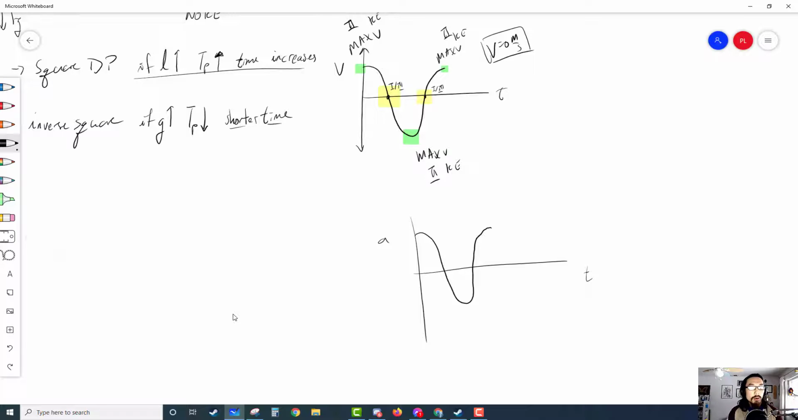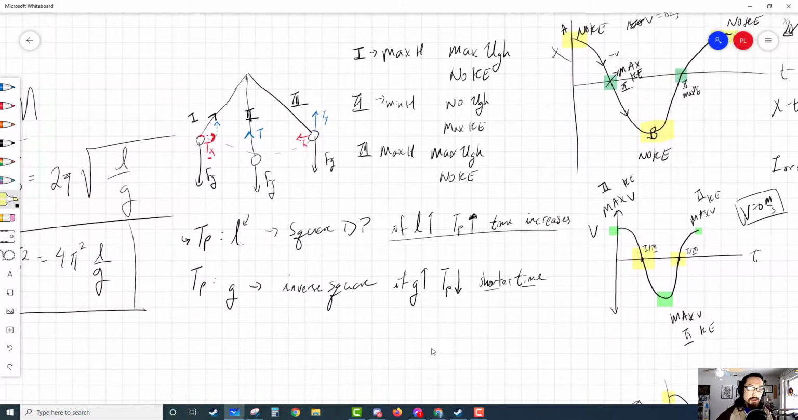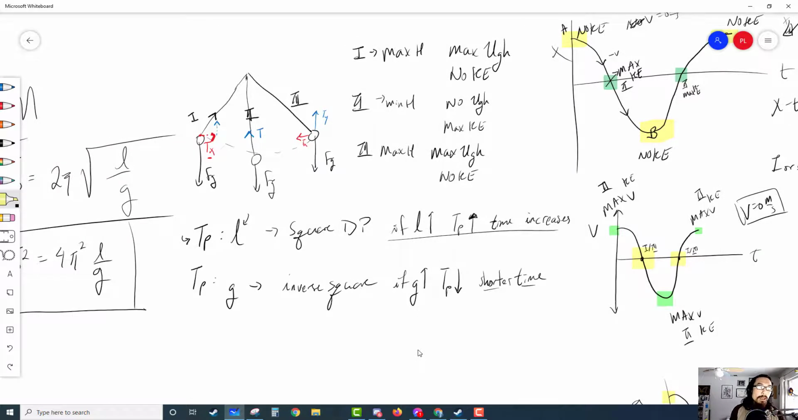So for here, what you have to identify is when do you have maximum acceleration. I'm going to highlight it in yellow. We have maximum acceleration here, here, and here, the yellow parts. Now, let's take a look at this diagram. So if I were to ask where is the acceleration?